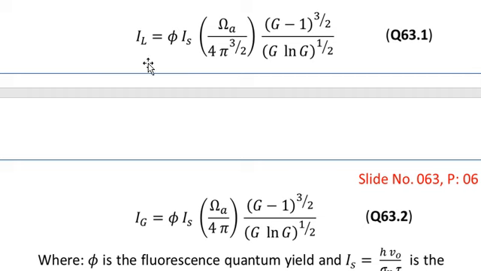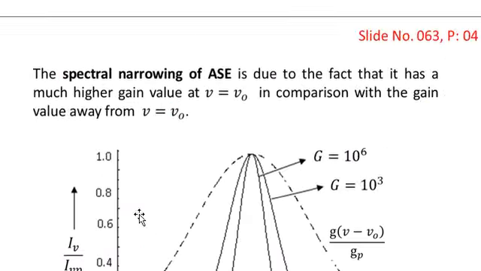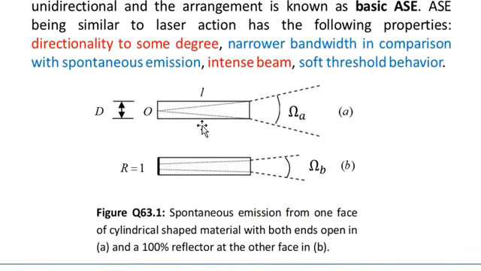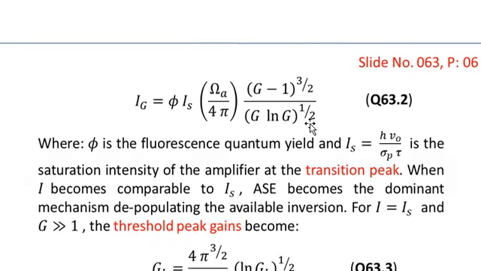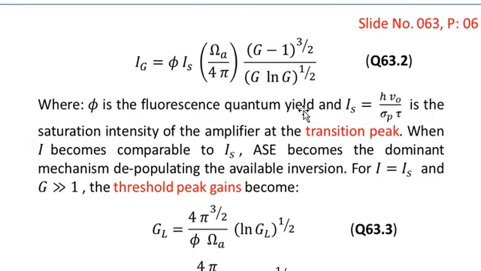So we have given these two expressions, that is IL and IG, for the geometry shown in A. That is the geometry over here, that is the upper geometry. So we have given the saturating intensity for the Lorentzian case and for the Gaussian case for the geometry A, where phi is the fluorescence quantum yield and Is is equal to h nu naught divided by sigma t into tau, is the saturation intensity of the amplifier at the transition peak.